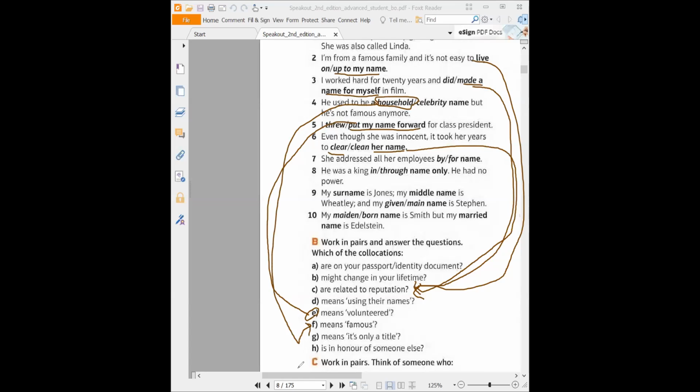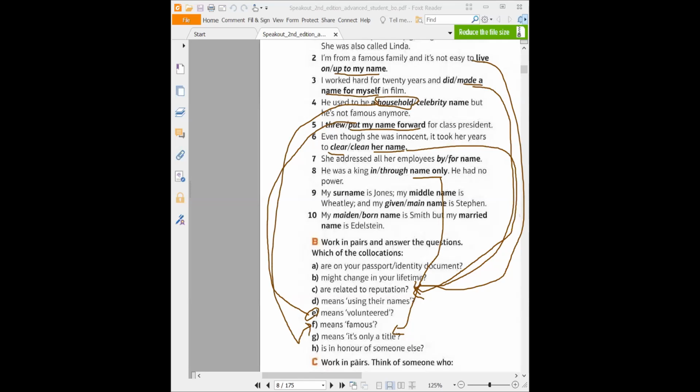Okay. Which one means it's only a little? Remember the king. In name only. Yes, in name only. He can't do real stuff. He's just king in name only.